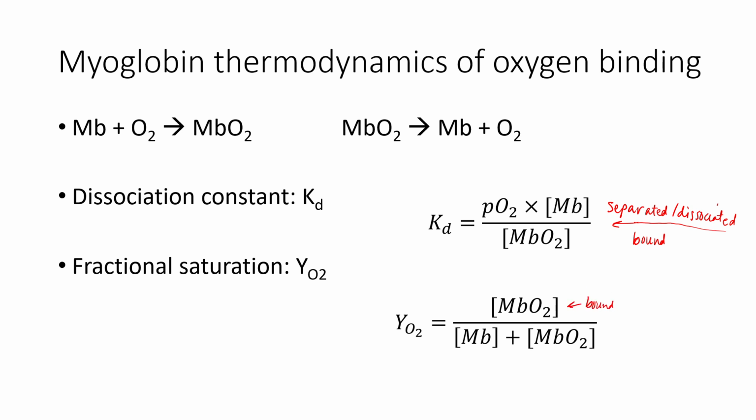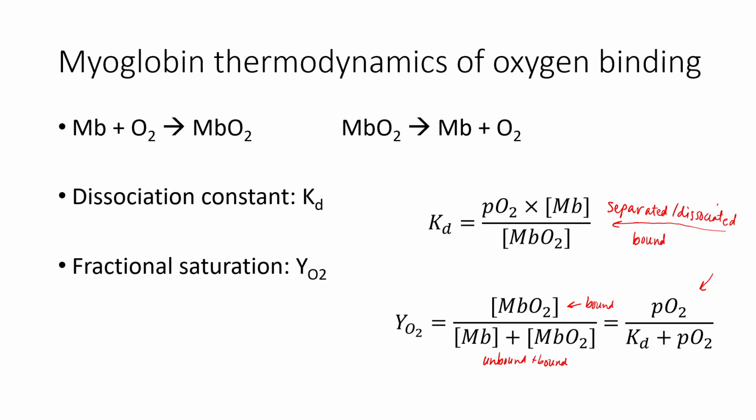And in the denominator, we have our total of bound plus unbound, so our total myoglobin. And we can actually combine these two constants in another way to come up with a new way to express our fractional saturation. In our numerator, we have our oxygen partial pressure, and in the denominator we have our dissociation constant, again with the partial pressure of oxygen.